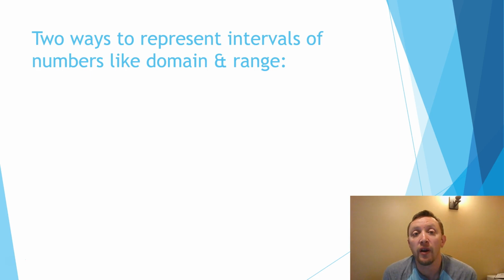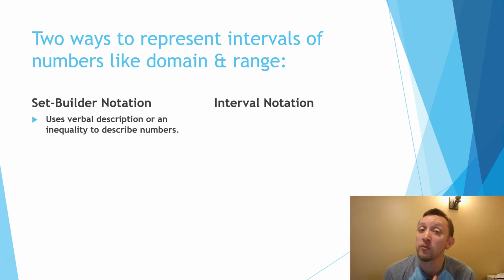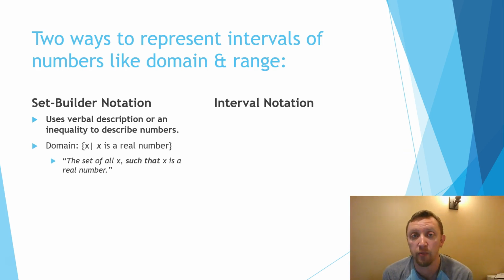Now, there are two ways we could represent intervals of numbers like domain and range. One of those is called set builder notation, and the other one is interval notation. Set builder notation uses verbal descriptions or an inequality to describe numbers. So, for example, you could describe the domain like this, where we use these fancy brackets and follow them with the letter x to identify that we're focusing on the domain. Then we have this vertical line, which represents the phrase "such that," and we would follow it with our phrase. So this would represent the set of all x's such that x is a real number.